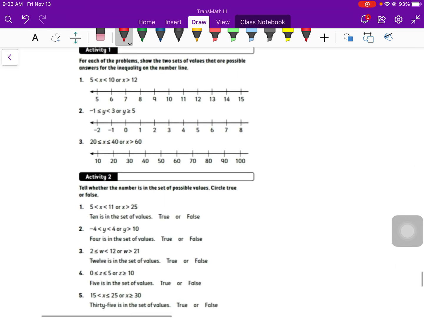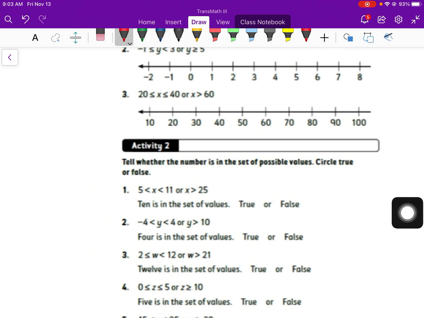So you've got 2 activities here. Activity 1, you're just graphing the things. In activity 2, you're telling whether or not the statement is true or false. So I'm going to do number 1 in activity 2 with you. You're given 5 is less than x is less than 11, or x is greater than 25.